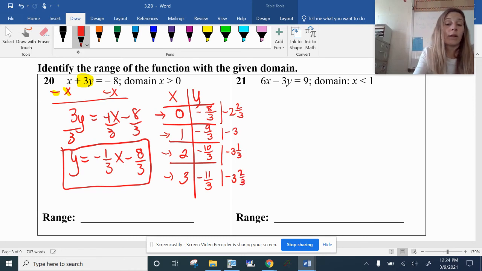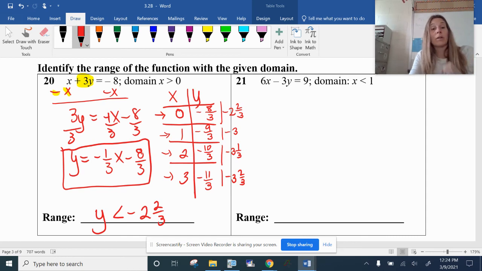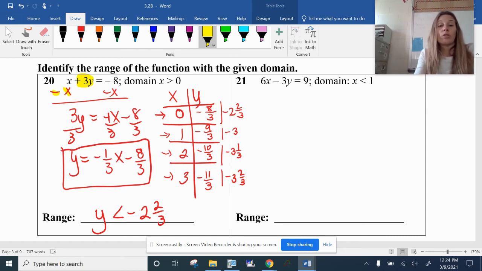Okay, so looking at our range now, that's our y. Notice our y's are all getting smaller than the negative 2 and 2/3. And I didn't put the equal to under there because my domain restriction was just greater than 0. So I know this is my cutoff, but I can't actually equal those numbers.